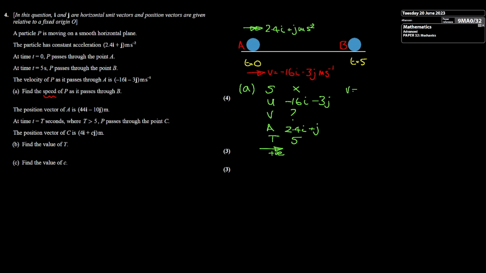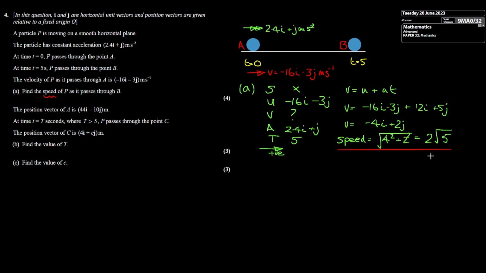Which equation links U, V, A and T? Well, it is V is equal to U plus AT. So there's U, just a copy and paste. And here I've multiplied both components of the acceleration by 5. Adding the separate i and j terms together, I get that V is equal to -4i plus 2j. But that's not what they want. They want the speed, so we need to square both these terms and take the square root. So the speed is equal to the square root of 4 squared plus 2 squared. If we work that out and simplify it and leave it in surd form, I get 2 root 5. And that's the answer for part A.